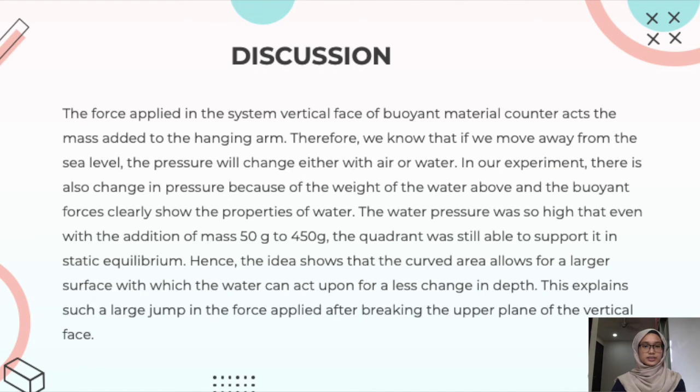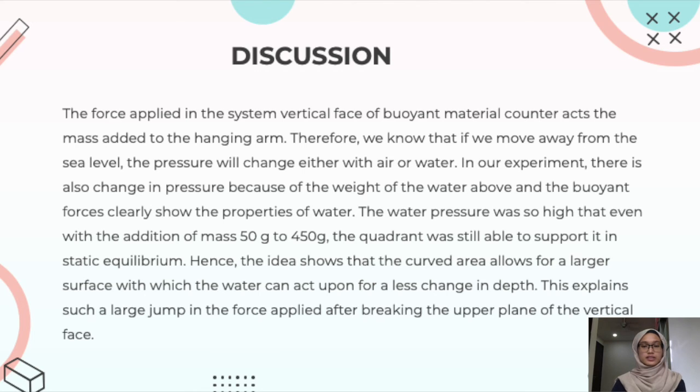For the discussion, the force applied in the system's vertical plane of buoyant material counteracts the mass added. We know that by moving away from the sea level, the pressure will change, either with air or water. In the experiment, there is change in pressure due to the weight of water above, and the buoyant force clearly shows the water properties. The water pressure was so high that the quadrant was still able to support it in static equilibrium after the increment of mass from 50 gram to 450 gram.